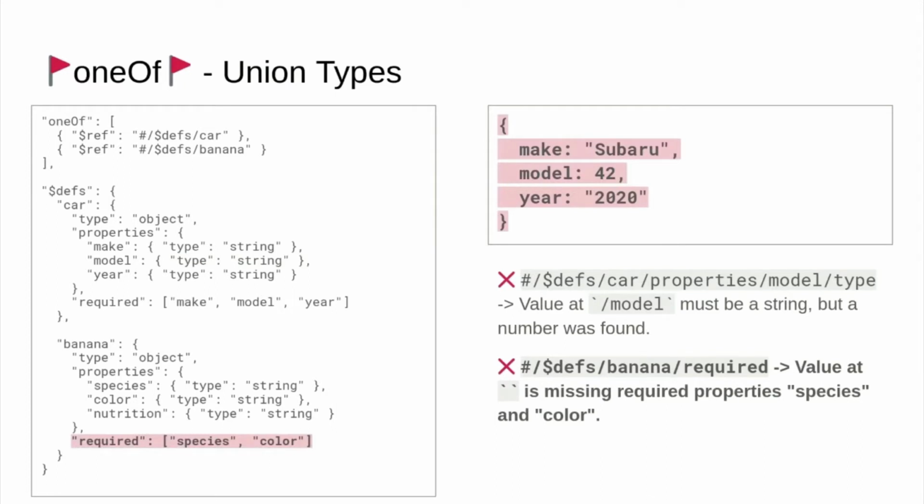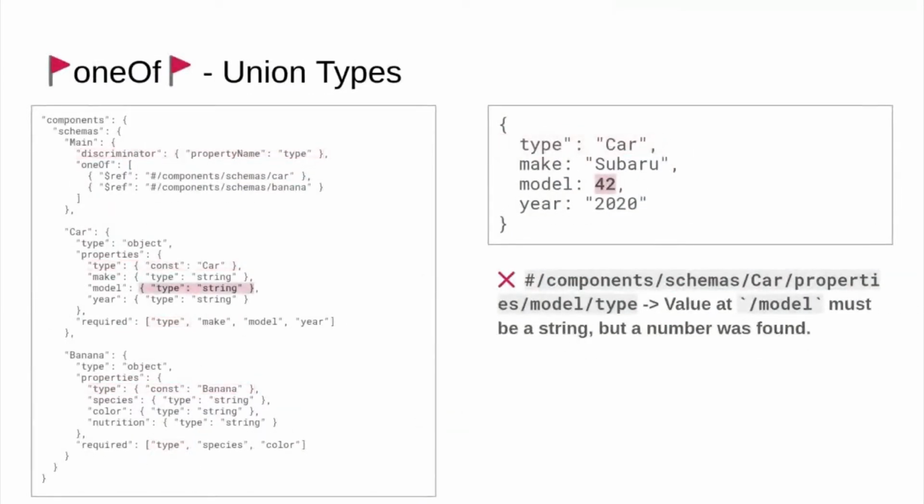We can tell pretty clearly by looking at the JSON instance that the data was intended to be a car, but JSON schema doesn't know that, so it shows us all the errors it encountered while evaluating the oneOf. Both schemas failed, so both are reasons why the JSON instance failed validation. Imagine how bad this messaging can get if you have a long list of oneOfs like in the previous slide.